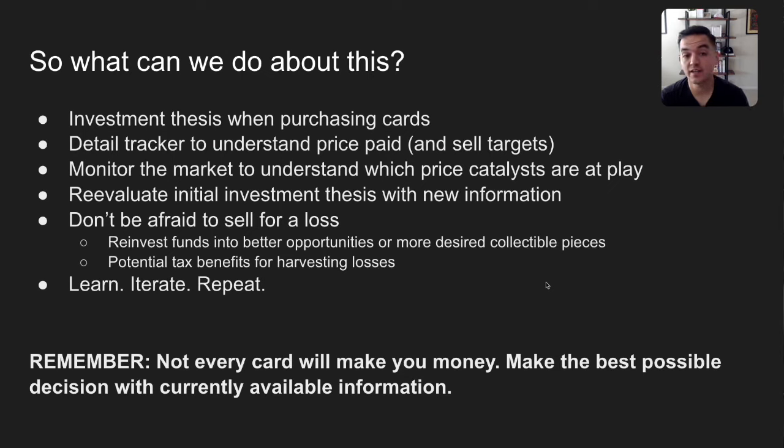And then not just set it and forget it, unless you're investing in vintage and you're saying, I'm not going to touch this for 10 years. But understanding, okay, what were the factors and the information available when I bought this card, and then monitoring that over time. And if it changes, don't be afraid to change your investment thesis. And if your investment thesis changes and says, hey, it's time to sell, don't be afraid to sell.